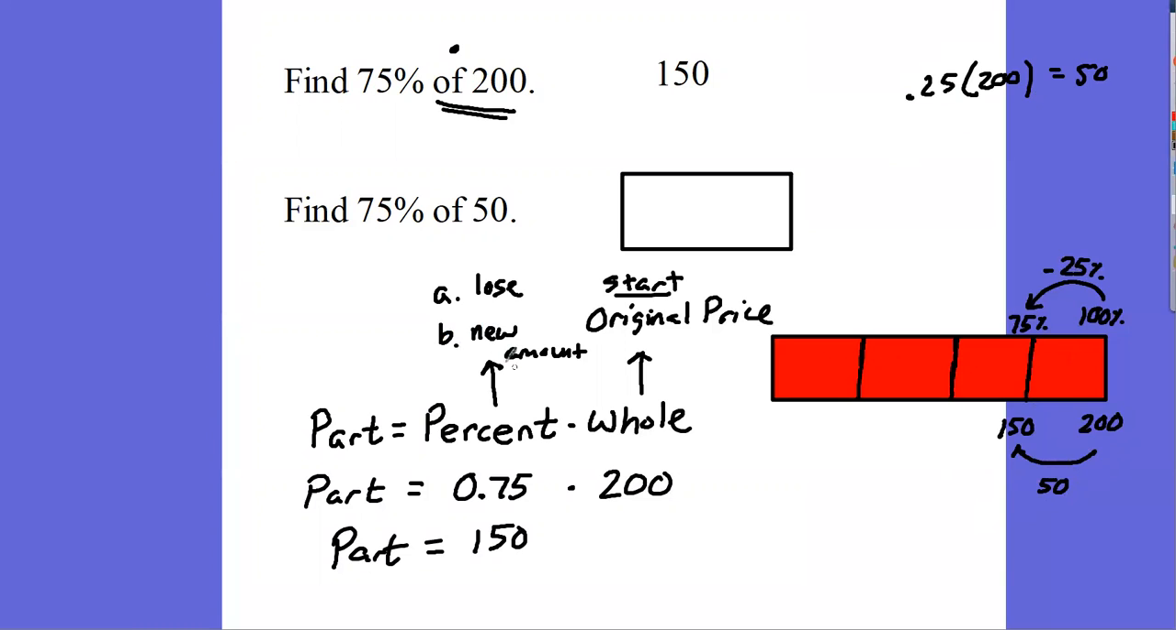Or the second way that I can view this percent is to say that, okay, well, if I'm losing 25%, then what I have left over is 75%. So my new amount is going to be 75% of what I started with. So the other way that you can kind of think through this is to realize that you're taking 75% of 200, and that's giving you the 150.